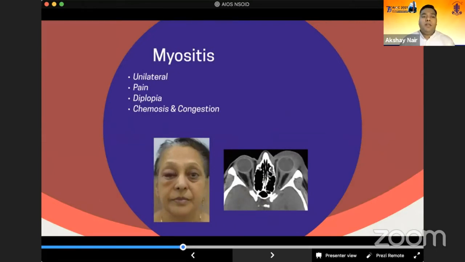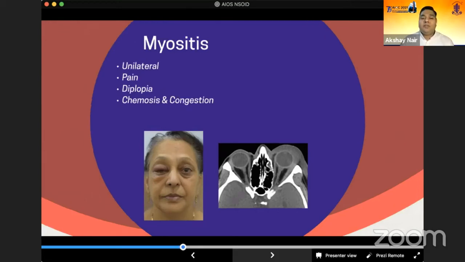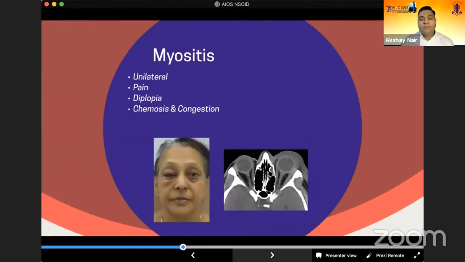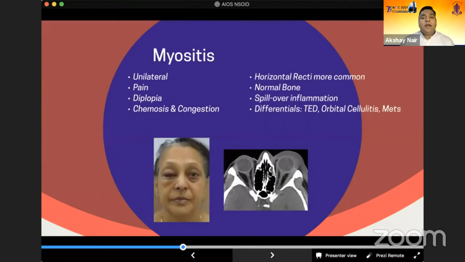Myositis typically is unilateral, presents with pain and associated motility and functional restriction of the muscle, which leads to diplopia, congestion, and chemosis. This is how typically the patient would present. You can see in the CT scan, there is a lot of preseptal edema and inflammation, along with thickening of the extraocular muscles and the lacrimal gland here as well. So it's not always mutually exclusive, like I mentioned earlier. The horizontal recti are typically more affected. There is usually normal bone, and spillover inflammation into adjoining structures can be commonly seen.